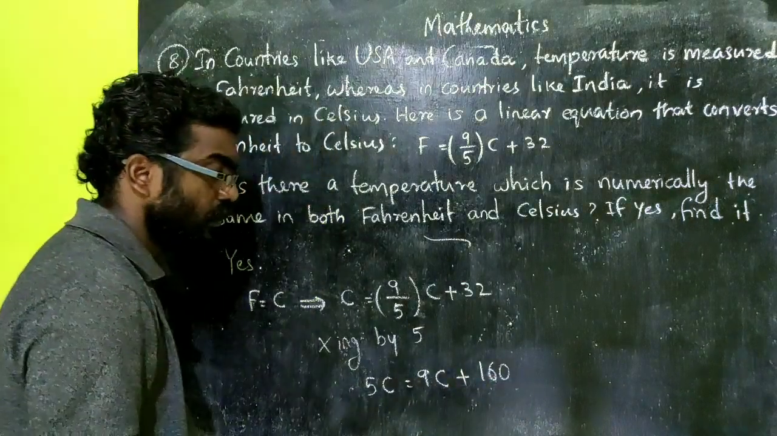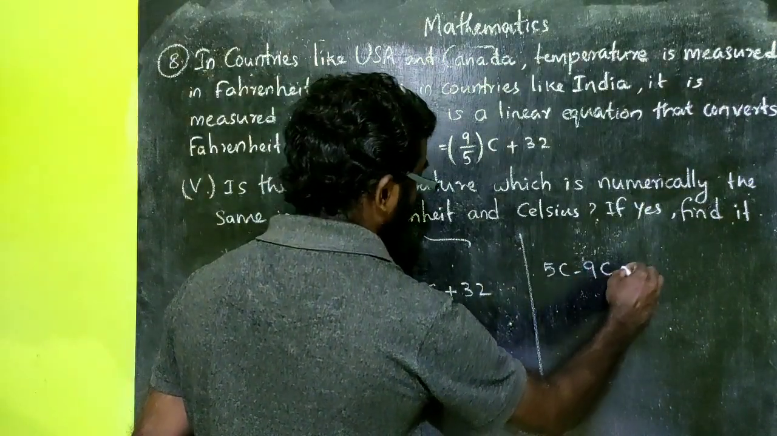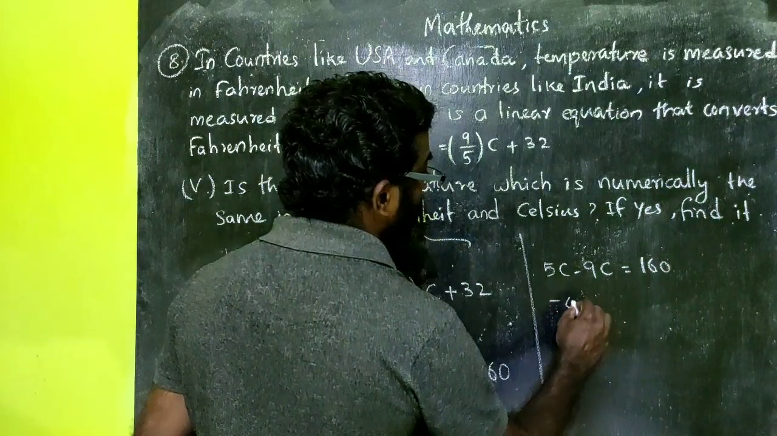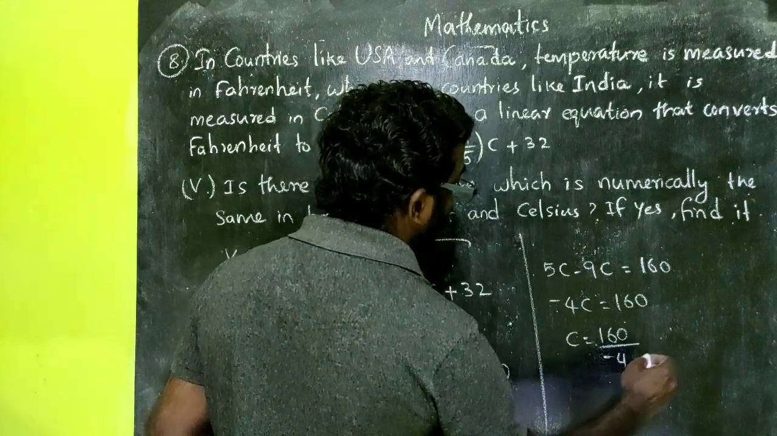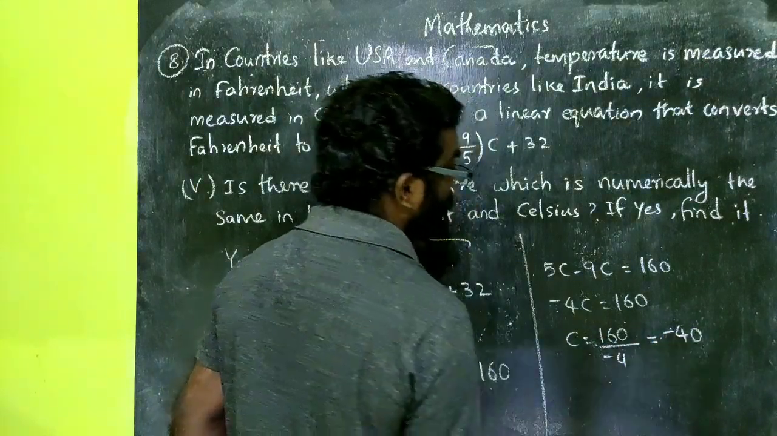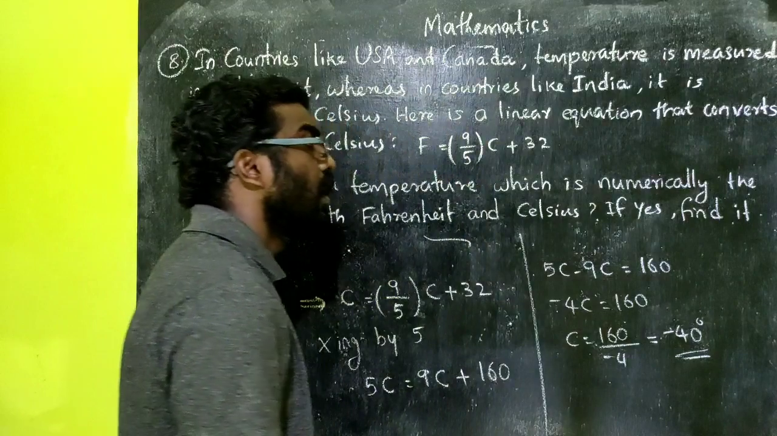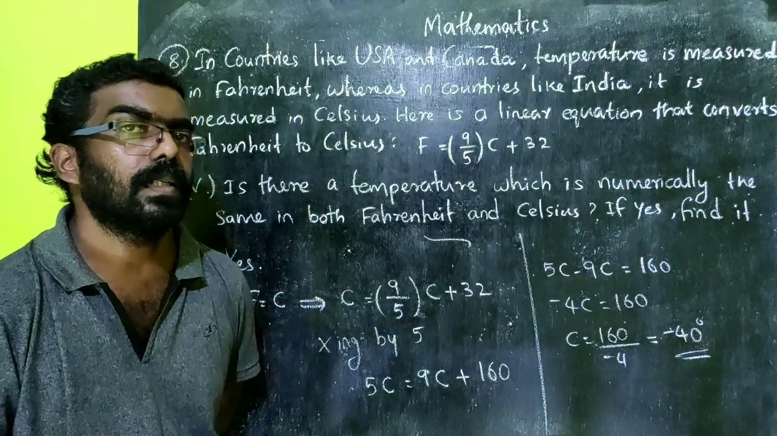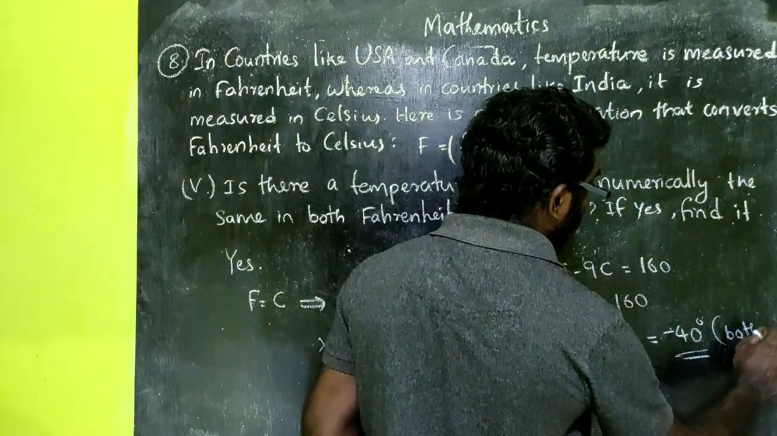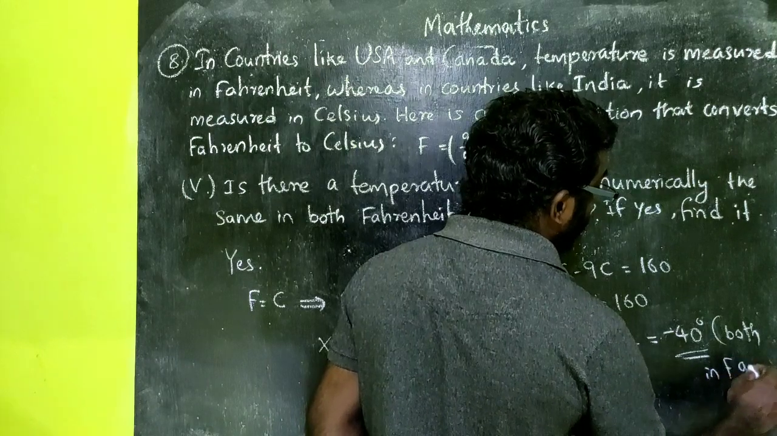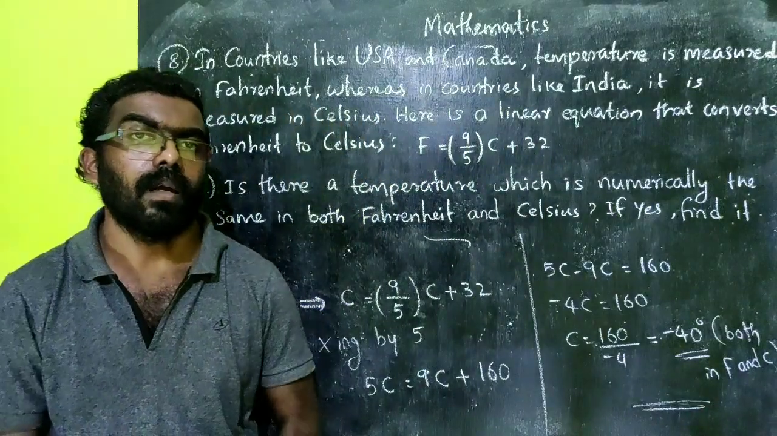Now we obtain a simple equation. 5C minus 9C is equal to 160, minus 4C is equal to 160, and C is equal to 160 divided by minus 4, which gives minus 40. So minus 40 degrees is the temperature at which both Fahrenheit and degrees Celsius coincide, both are equal. So we can write both in F and C. That means Fahrenheit and degrees Celsius.